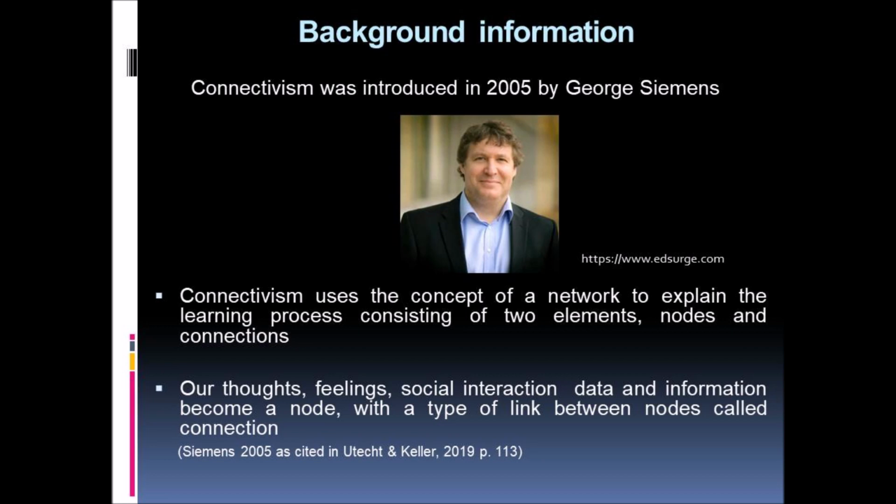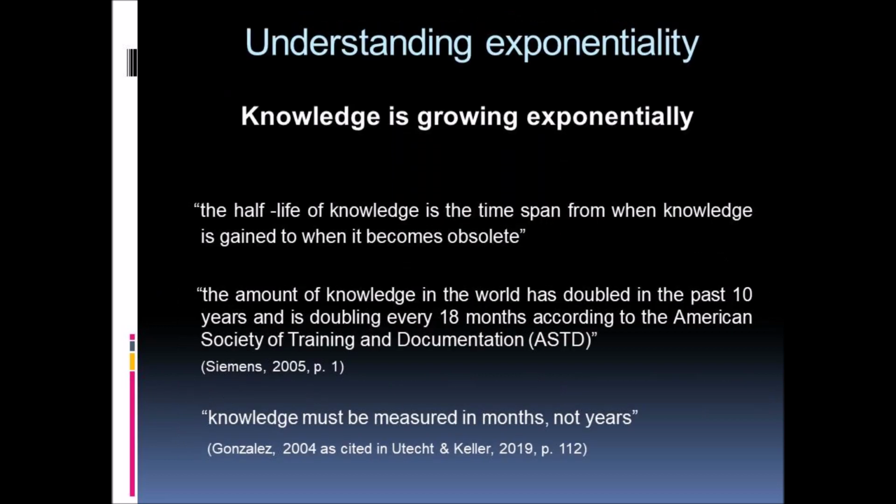A node could be our thoughts, feelings, or social interaction and data, and the link between these nodes is called a connection. In order to fully conceptualize the term connectivism, another term is vital, that of exponentiality, because knowledge is growing exponentially. There is a reference to the half-life of knowledge, which has been defined as the time span from when knowledge is gained to when it becomes obsolete.